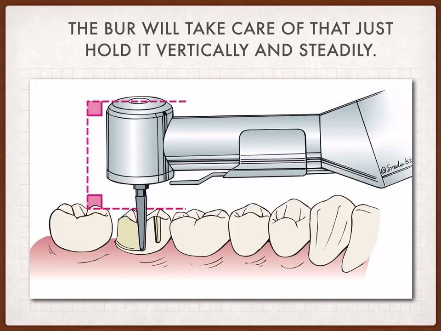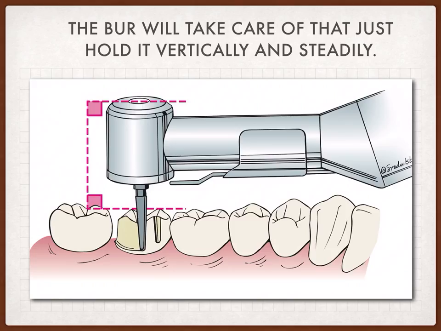So, guys, now I think it is clear that the bur does all the work. It does the margin design and finishing line, and it does the tapering procedure and the retention form of the restoration, so you should only catch the handpiece parallel. Look at the head of the handpiece that is parallel to the occlusal surfaces of the teeth.